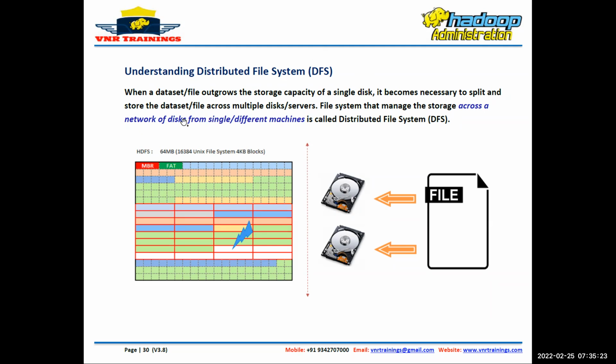Now, a file system that manages storage across a network of disks, from a single system or different machines, is called a distributed file system. What is a distributed file system? It is a system which is built on top of multiple hard disks, a network of disks, a set of disks actually. So now they introduced the distributed file system.